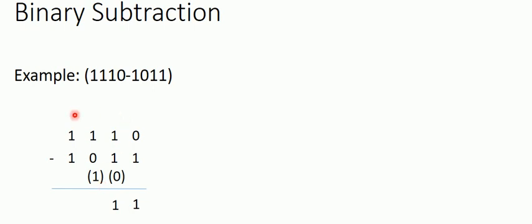Now subtracting 0 from 1, we get 1. In the third column, the 2 bits are 1 and 1. Now subtracting 1 from 1, we get 0. In the fourth column we see 2 bits are 1 and 1. Now subtracting 1 from 1, we get 0 as the answer. So our subtracted number is 0011 when we subtract 1011 from 1110.